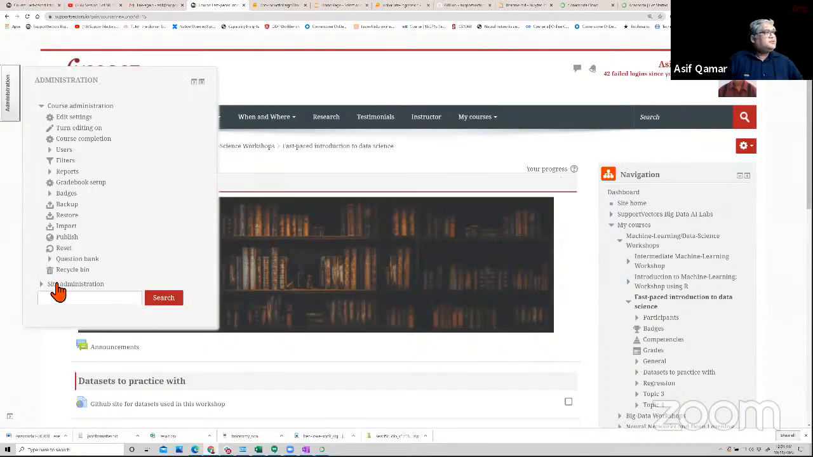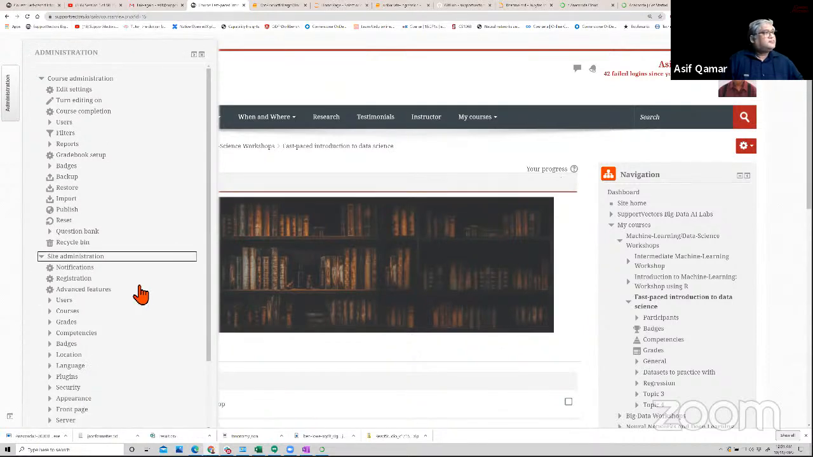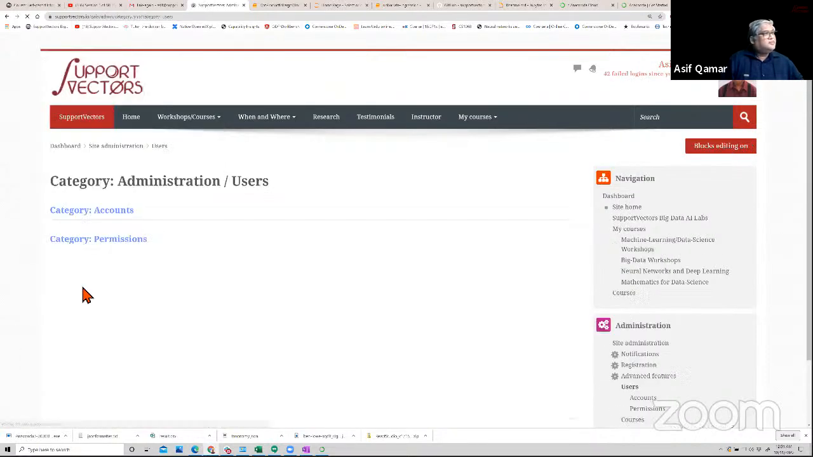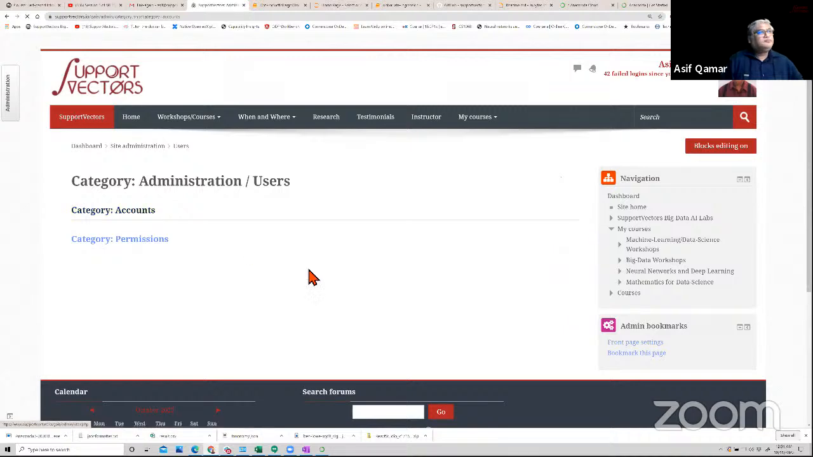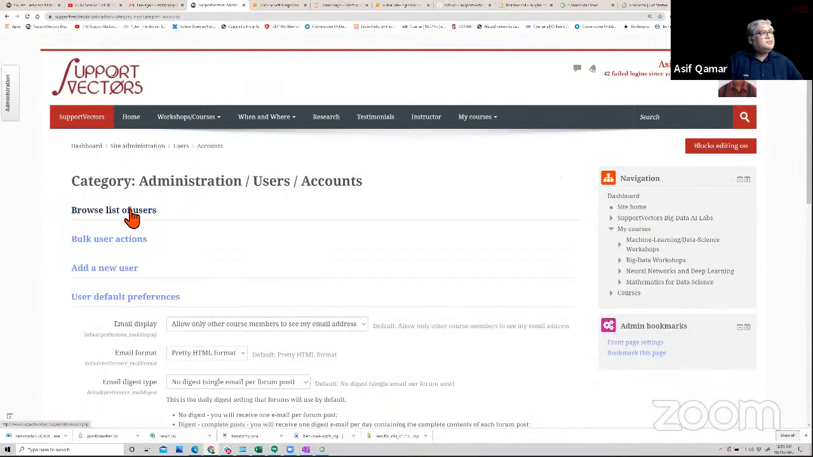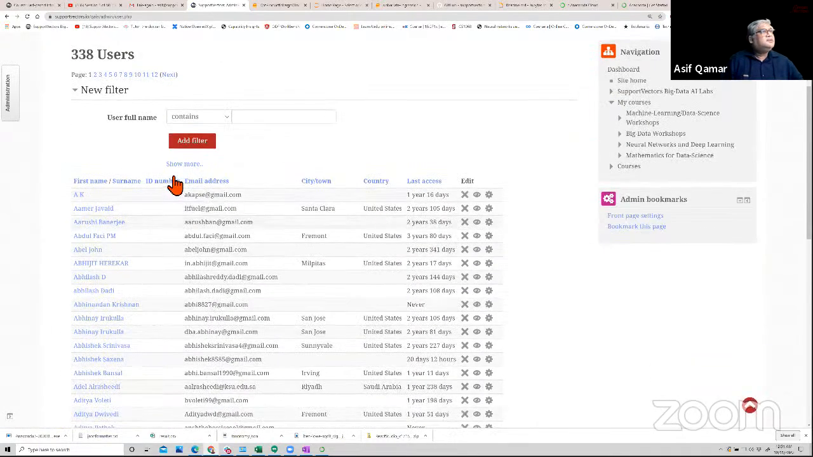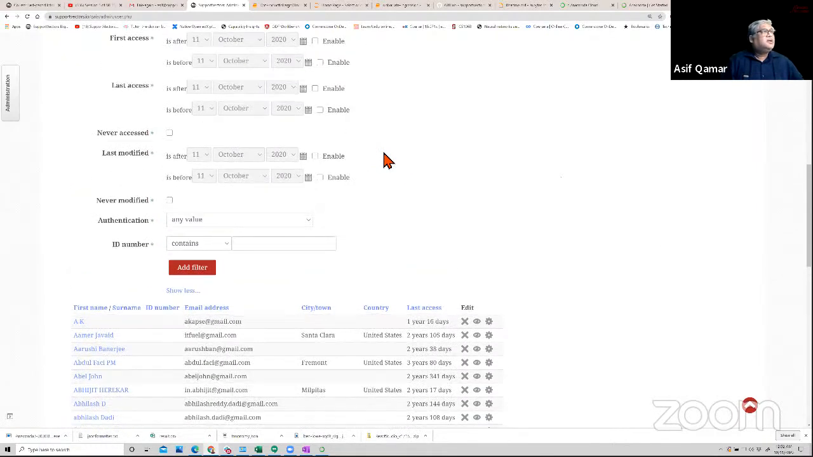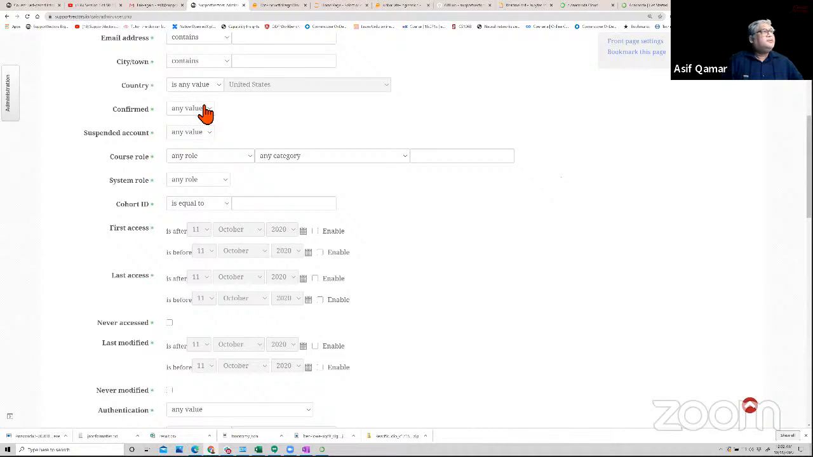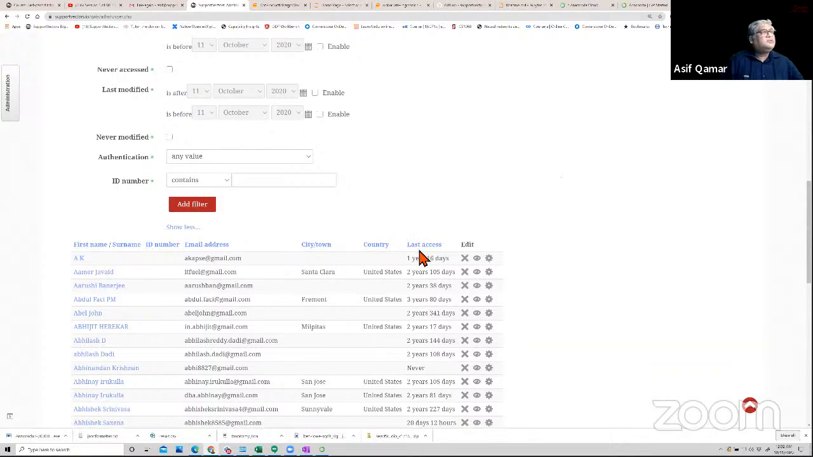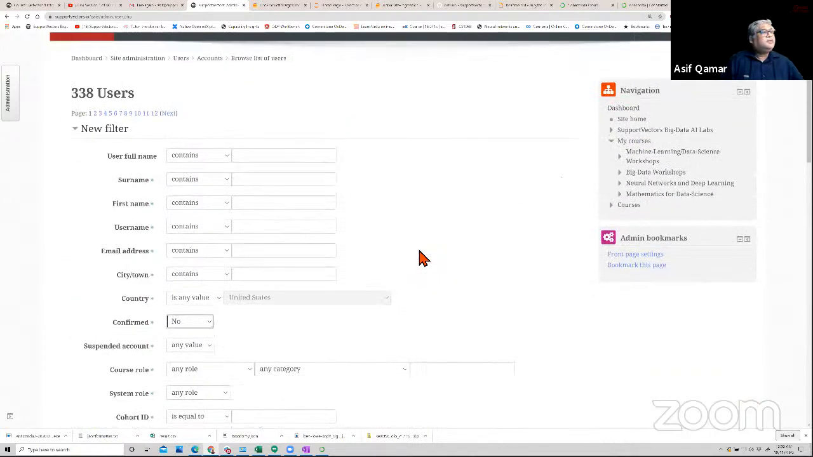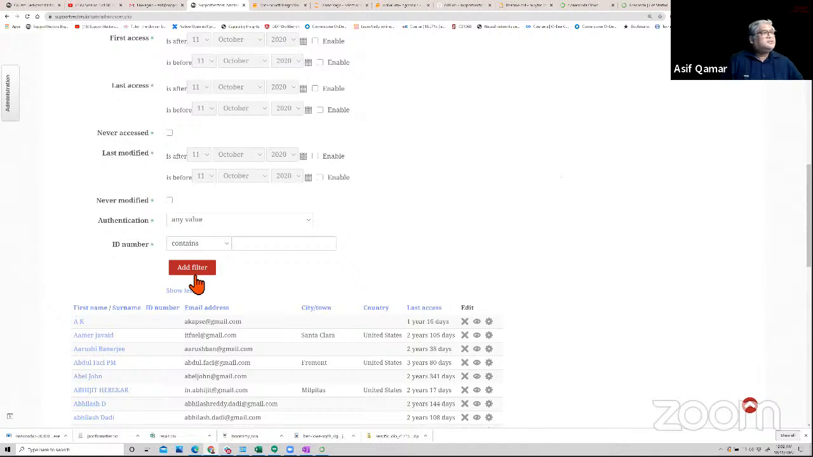Administration, course administration, site administration, users, accounts. All right. Browse list of users. This is the list of users. Show filters, full name, user full name, contain, add filters, show more. Yes, somewhere here should be confirmed is no. How many people are not confirmed? And what do we do now? Where's the apply button? Add filter.